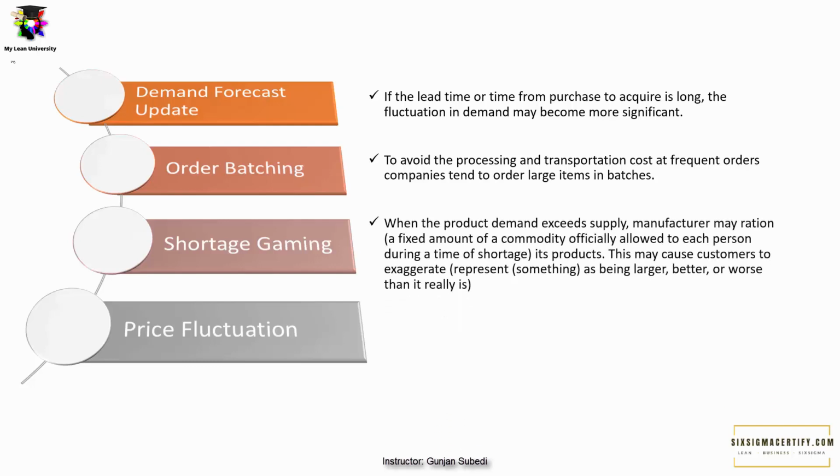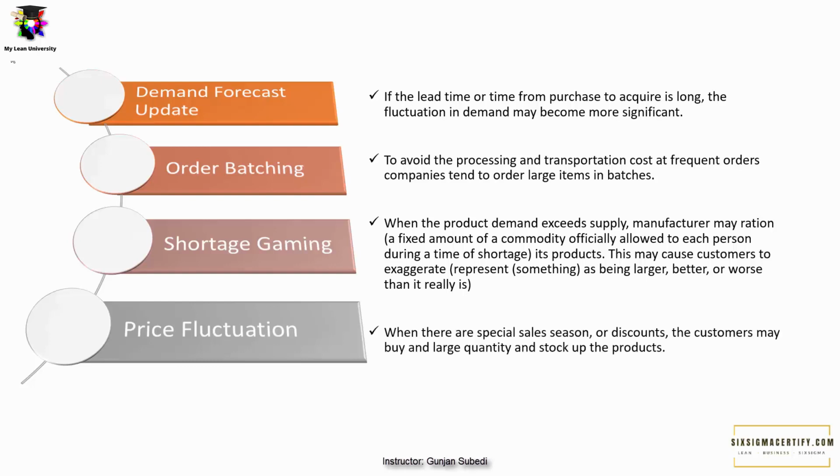When the product demand exceeds the supply, the manufacturers may ration. Ration is generally a fixed amount of commodity officially allowed to each person or each company during a time of shortage of the product. So when the manufacturer rations its product, this can cause customers to exaggerate. That means they may think the situation is worse than it really is. In this case, the customers exaggerate the orders to counter the rationing. This may cause cancellation of the orders, which will pose a great difficulty to the manufacturer to determine the real demand of the product in the market.